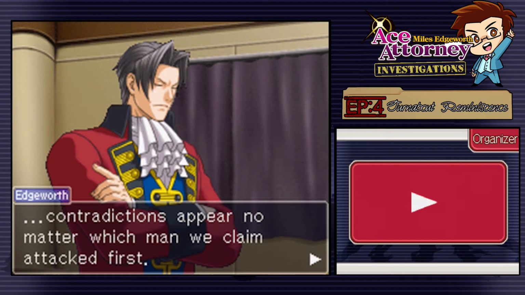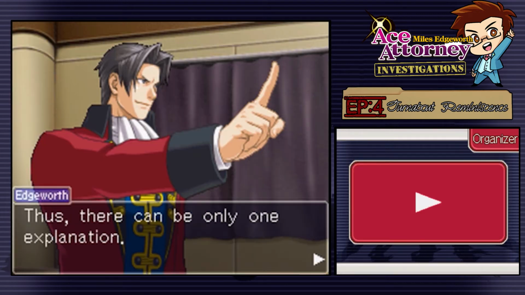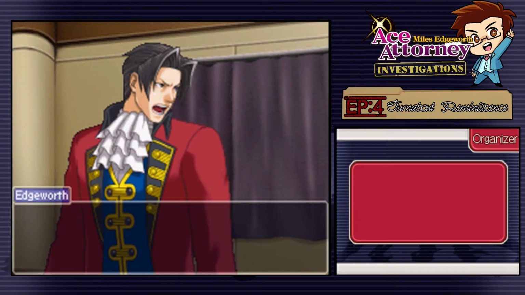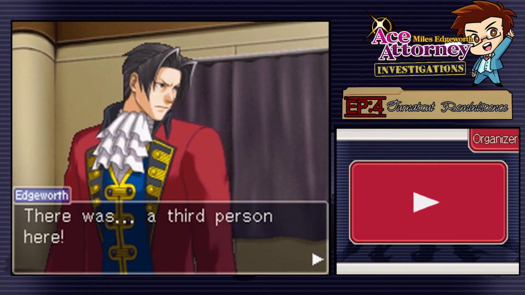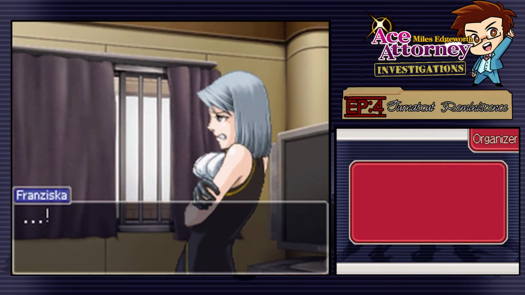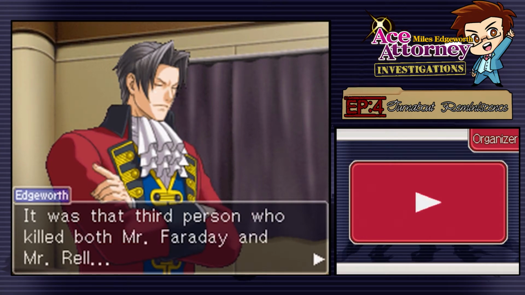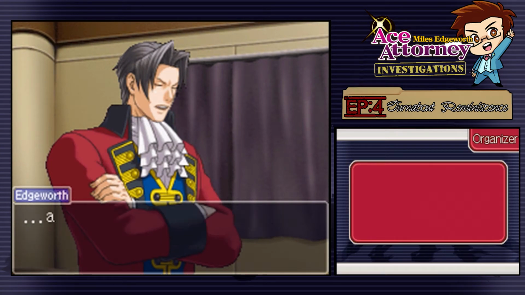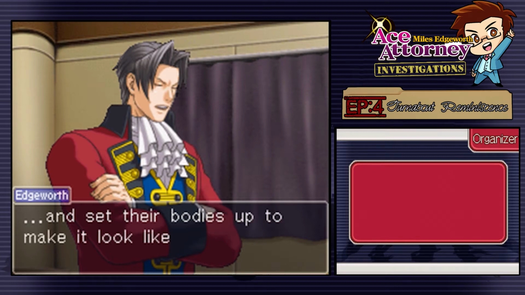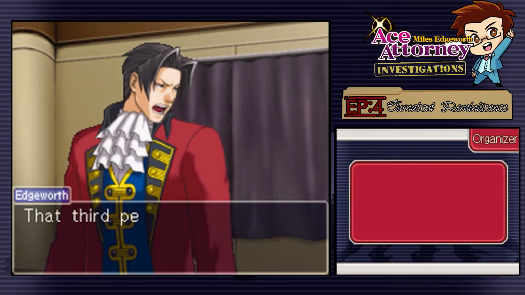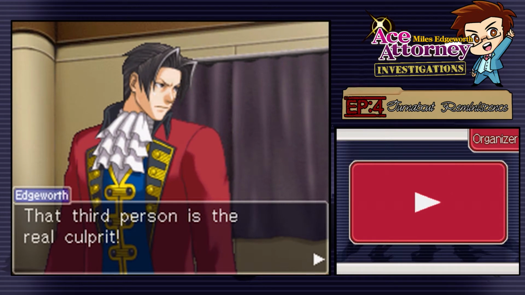Contradictions appear no matter which man we claim attacked first. Thus, there can only be one explanation. There was a third person here. It was that third person who killed both Mr. Faraday and Mr. Rell, and set their bodies up to make it look like a double murder. That third person is the real culprit.